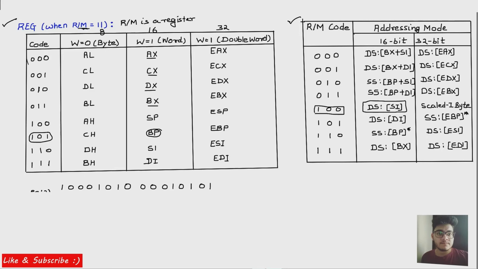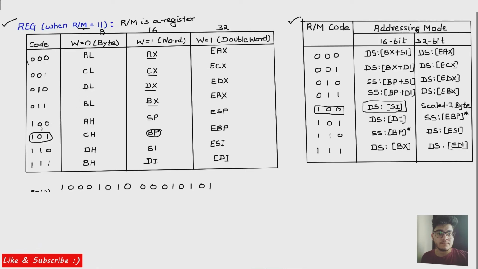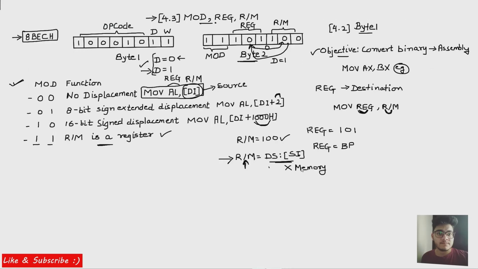So you can see here RM is equal to 100. So we are going to tally from this table, right? So 100 is here, and here we have W equals to 1, which is SP. So RM will not be equal to this. This one is wrong. What will be the R/M? It will be equal to SP, right? So after tallying from the tables, we have seen that REG is equal to BP and R/M equals SP. We already have the instruction MOV from our opcode, right?